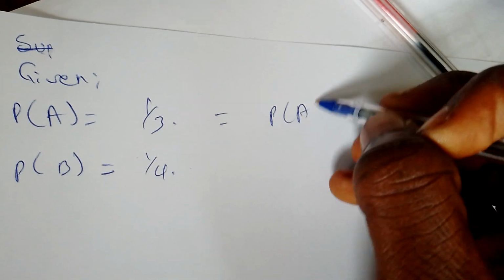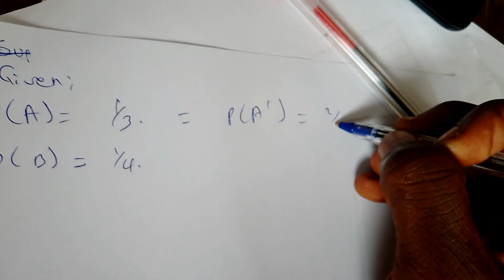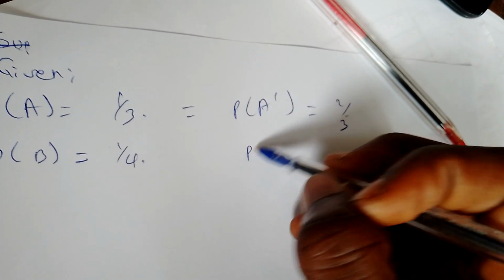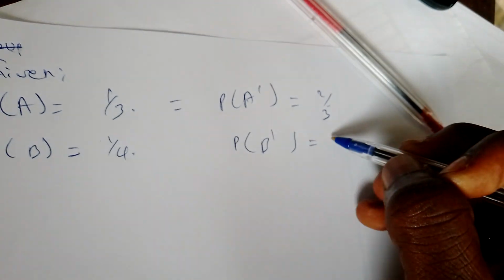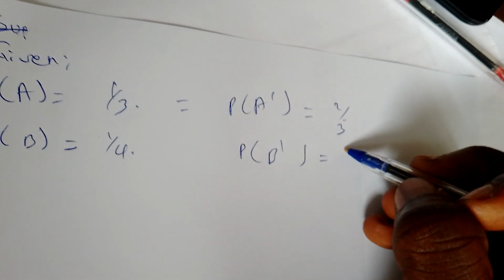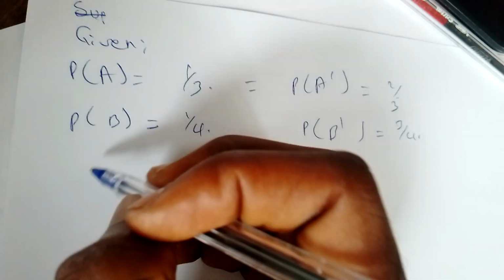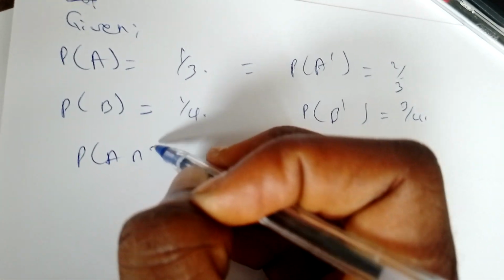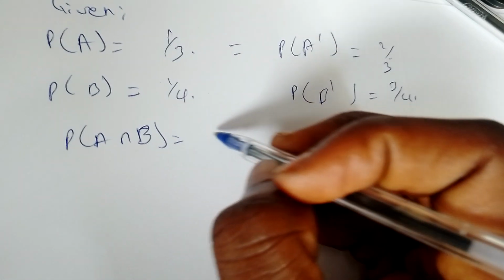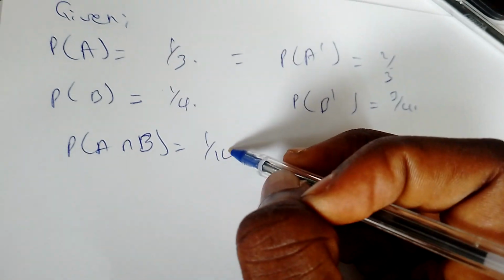Example in the slide real quick. So we have probability of A being 1 on 3, probability of B being 1 on 4. So you have probability of A prime being 2 on 3. Let's just establish this one and move on. B prime being what? That will be 3 on 4. Good. And then we have the probability of A intersection B equal to 1 on 10.